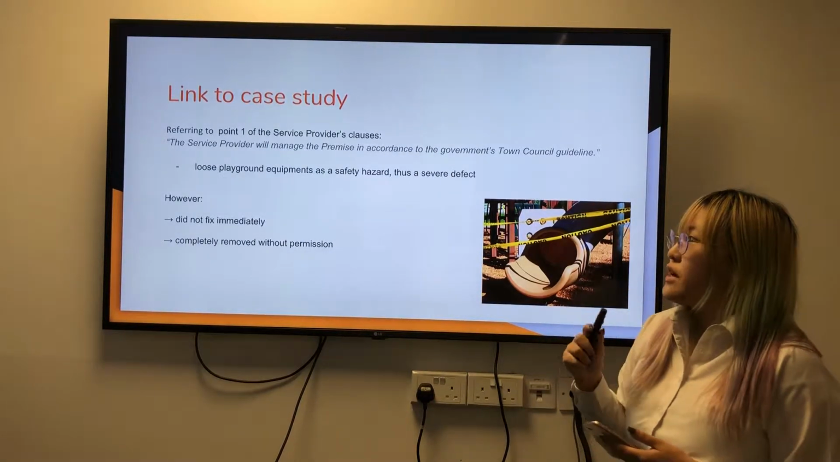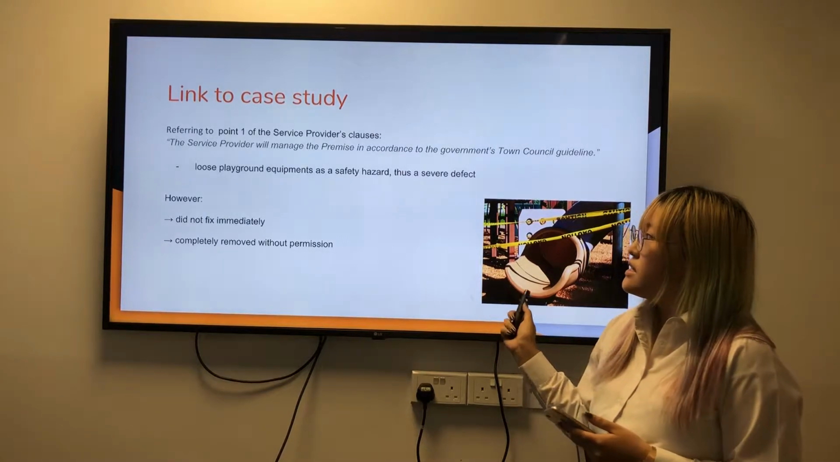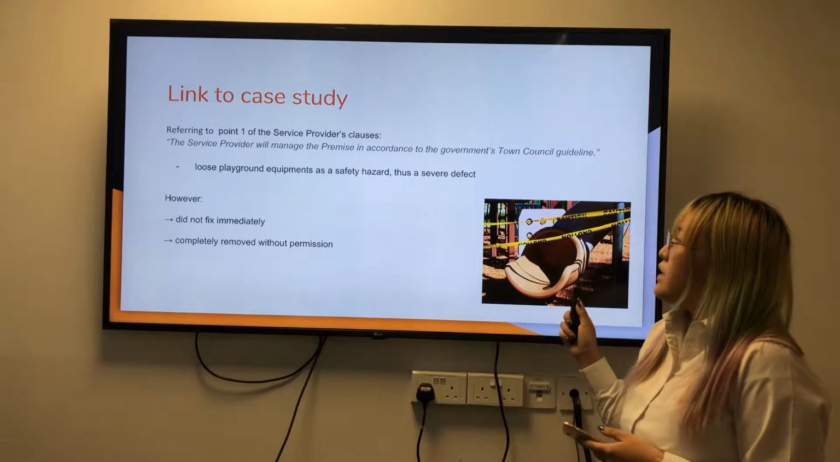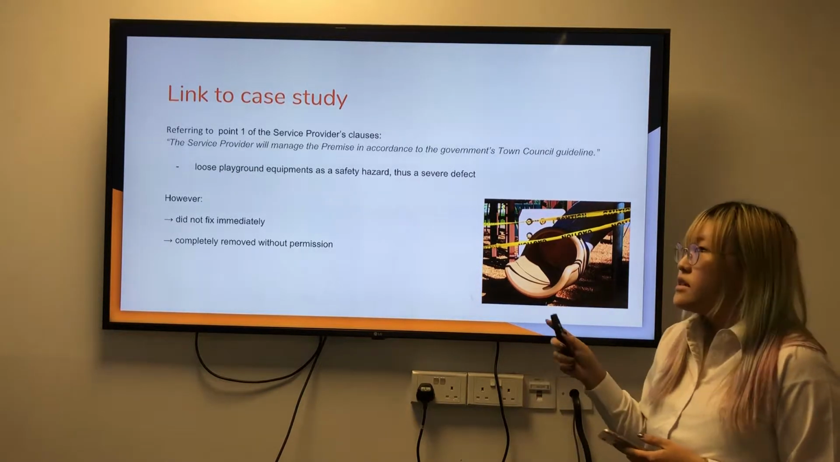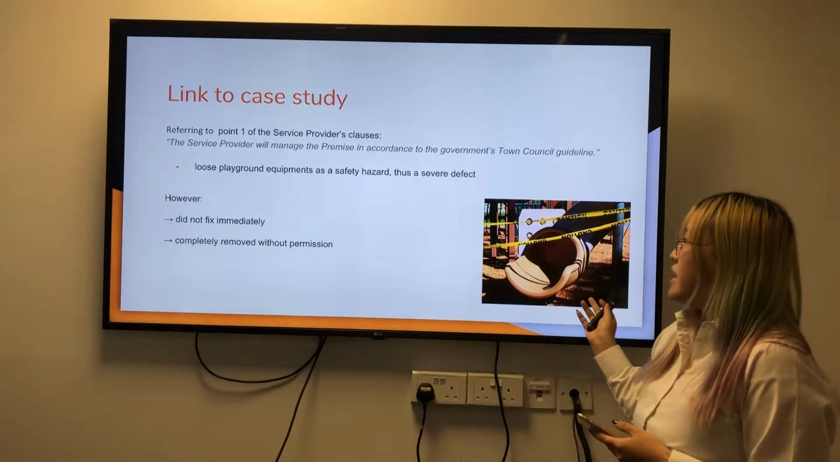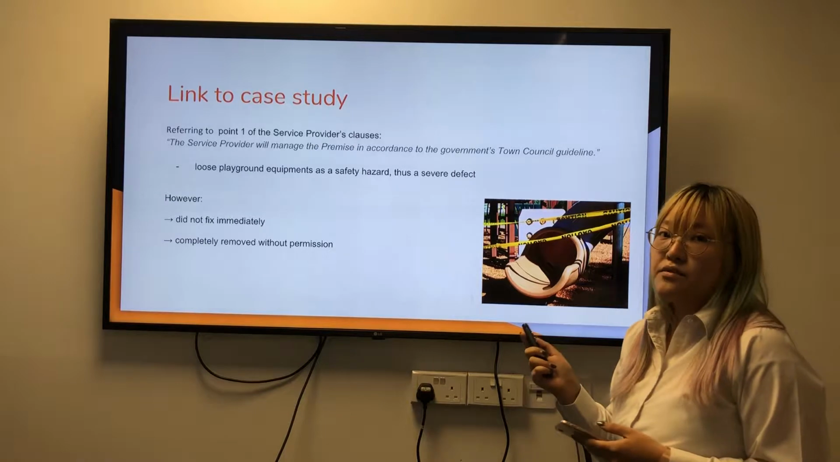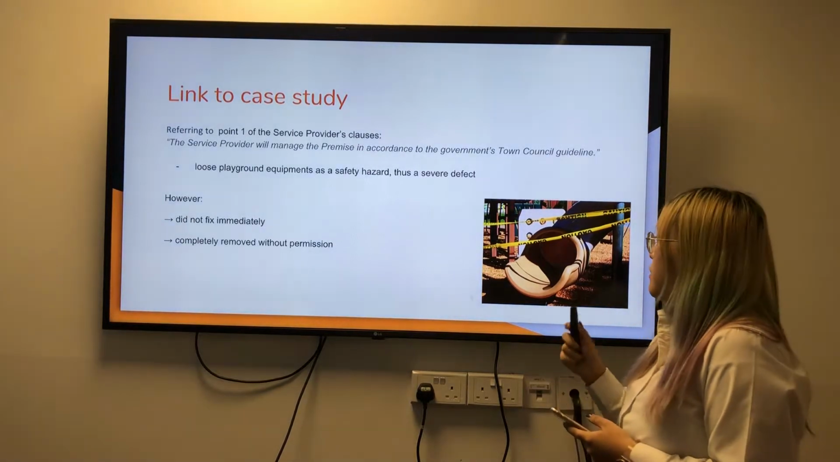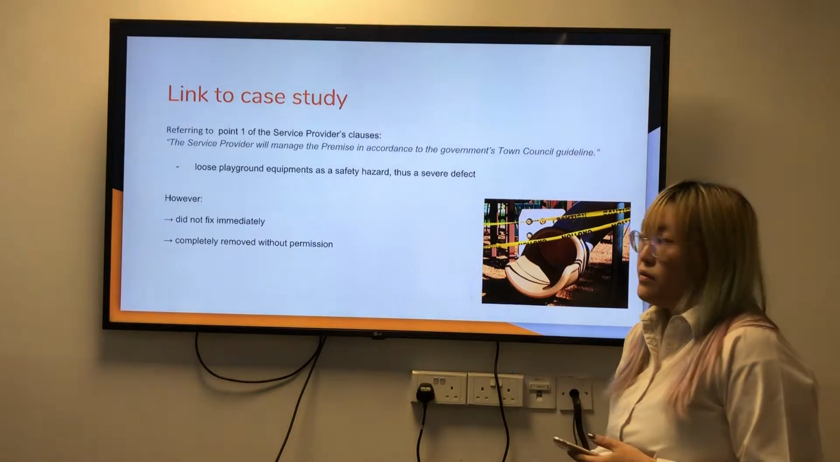And when I link to the case study, referring to the first point of the service provider's clauses, it states that the service provider will manage the premises according to the government's town council guideline. In the scenario that was given, it was mentioned that the playground equipment was loose, and this is a safety hazard and thus a very severe defect. So according to the government standard, severe defects have to be immediately rectified.